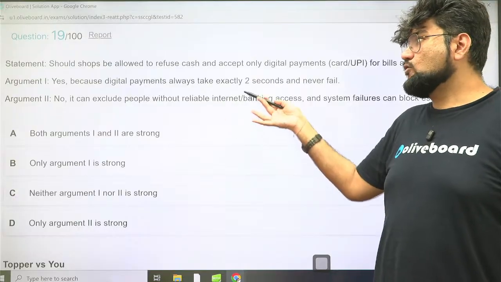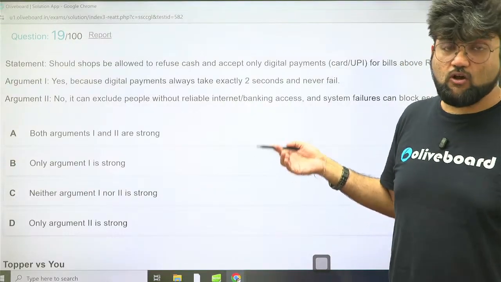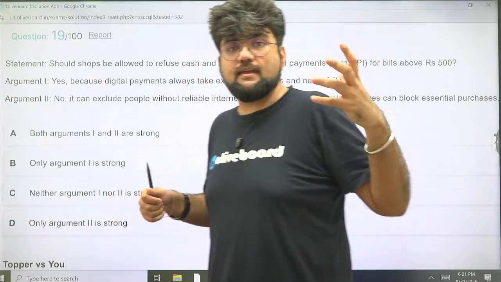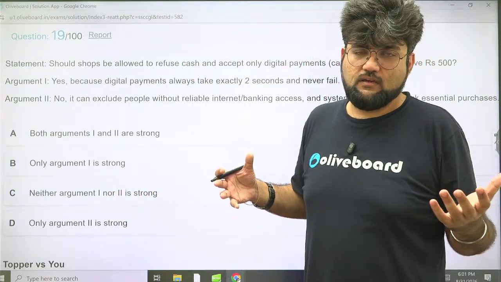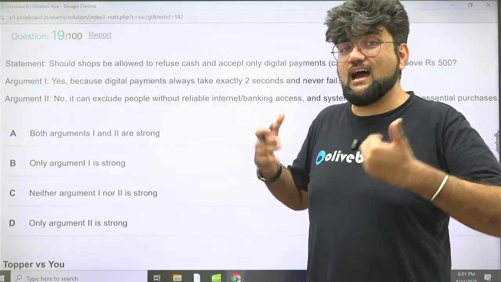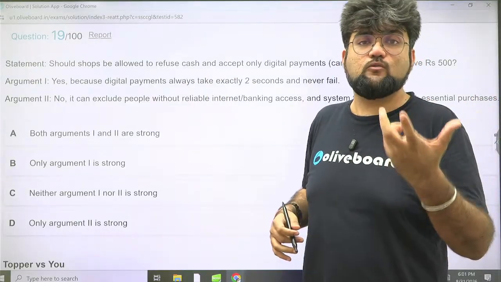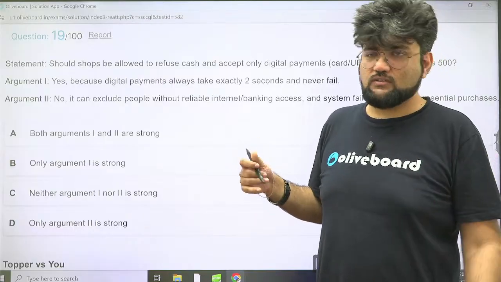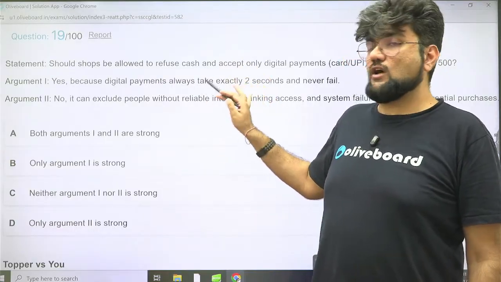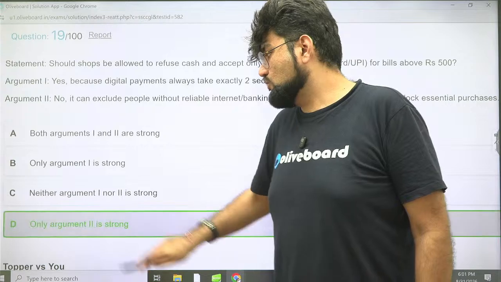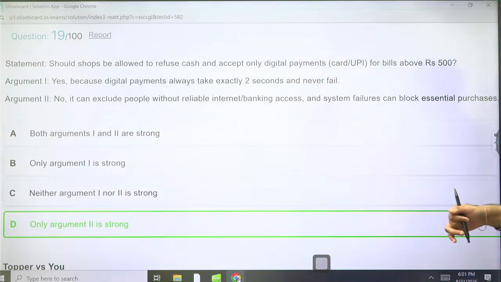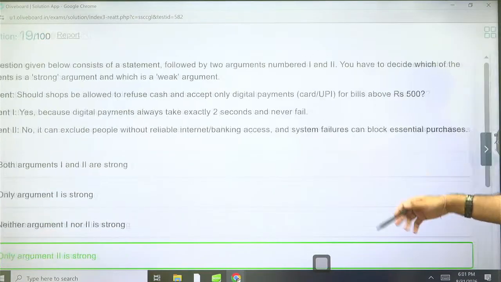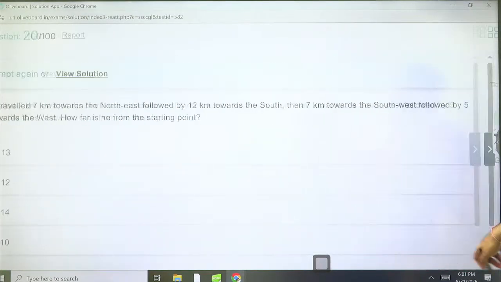Or there may be people who might not have a reliable internet connection. That's possible. Or in India, you may feel internet banking is that widespread, but it is not. There still is a wide majority of people who don't have bank accounts. Or even if they do, they are very basic accounts, the Jan Dhan accounts. So this is possible. So argument 2 is very strong. Option D is the correct answer. I am not asking you to think this much when you're sitting in the exam, but this is the general approach to how you approach an argument-based question.